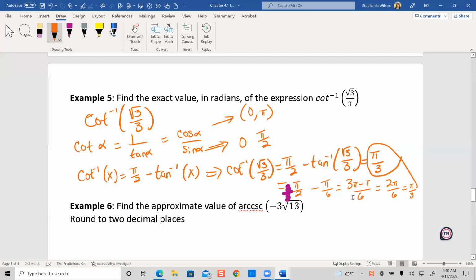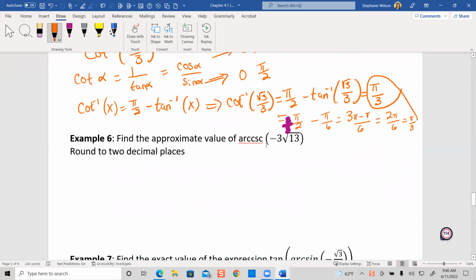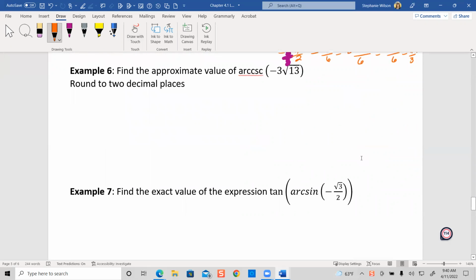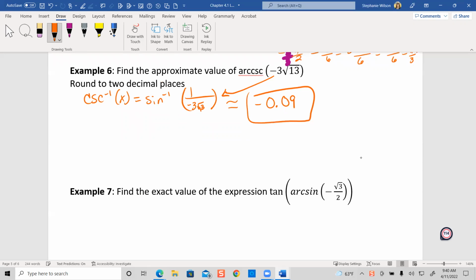Okay, so let's do example 6. Example 6 says we got arc cosecant, so that means we're going to take the inverse of cosecant. We're going to use its identity, and we're going to plug in what is given to us. Oops, don't forget it's a 13, not a 3. So we're going to plug that in. And when I type it in my calculator, I'm going to round to the nearest hundredths. And this is my answer.